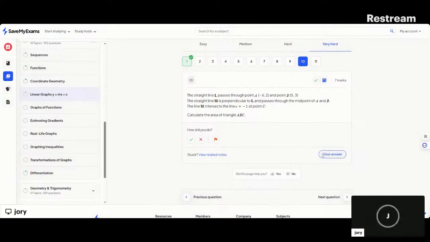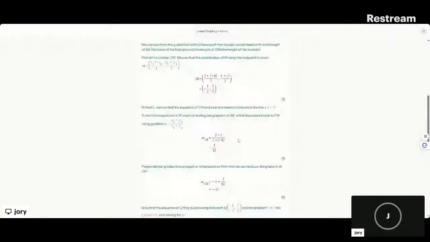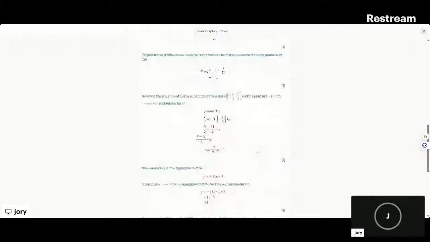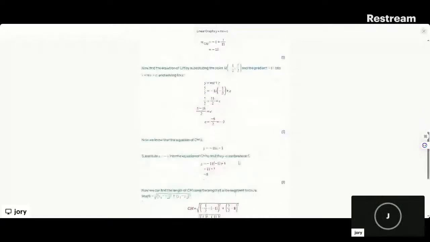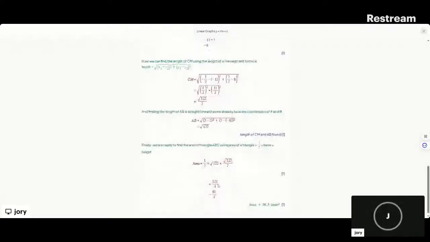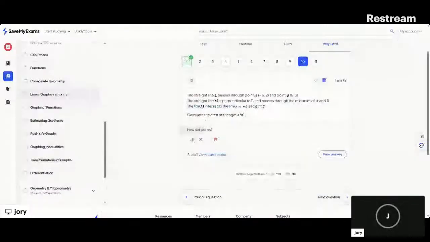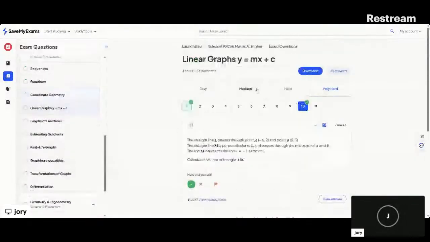Oh my god. Let's look at the mark scheme. You find the midpoint, we did that. Find the first slope, the reciprocal of that slope, and then negative 3, and then 8, and then the lengths, and then the area, and then 30.5 units squared. Wow. Okay, I think that's good.